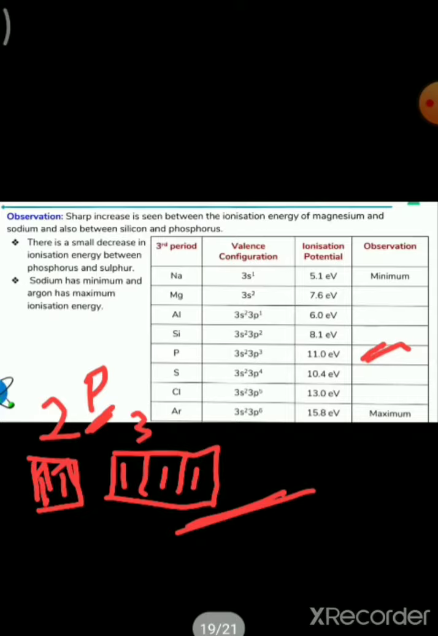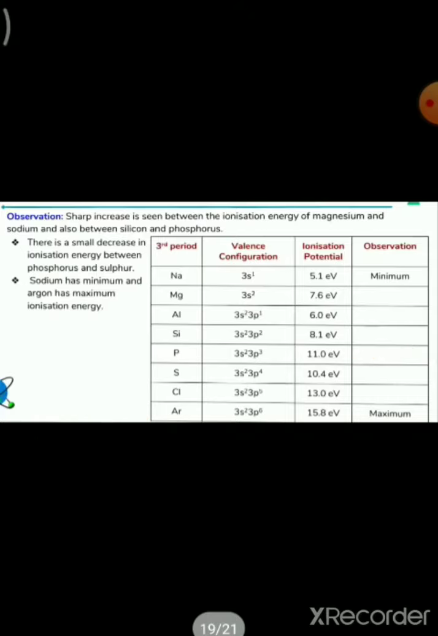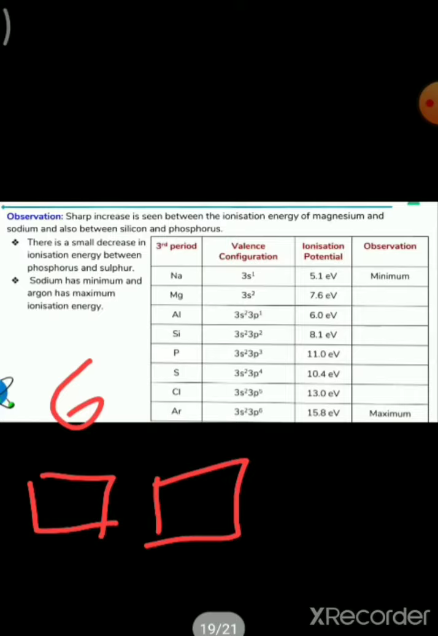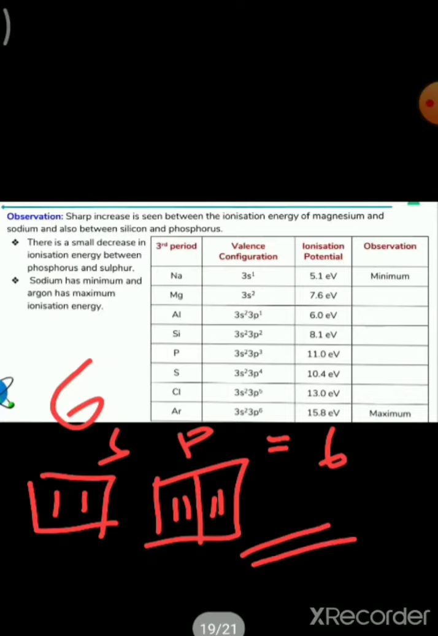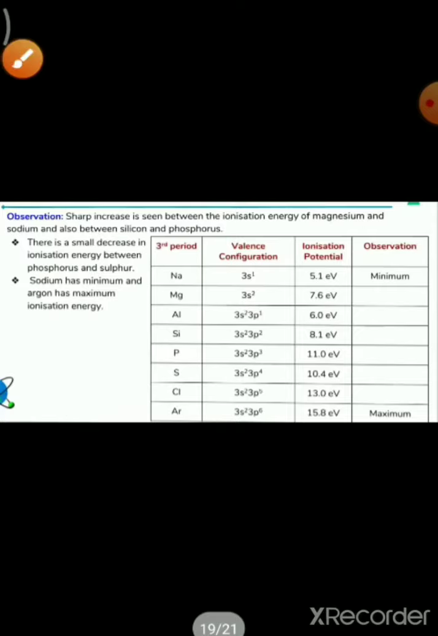Whereas in case of your sulfur, your valence electrons are 6, that is, here 2, that means your s cell is completed. Then in case of your p, you need 6, but here like this way the p cell is not half filled. Then in case of your sulfur, we can easily remove the electron. So as compared to your sulfur, your phosphorus needs more ionization potential.